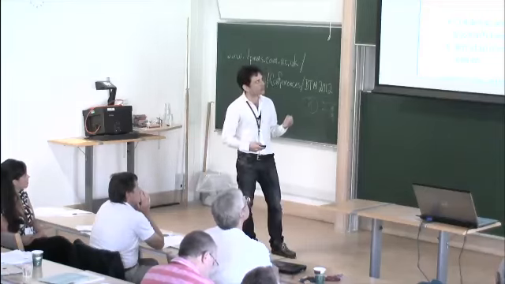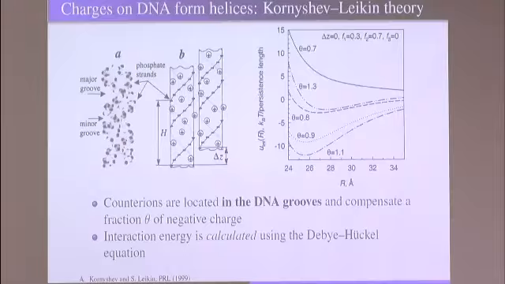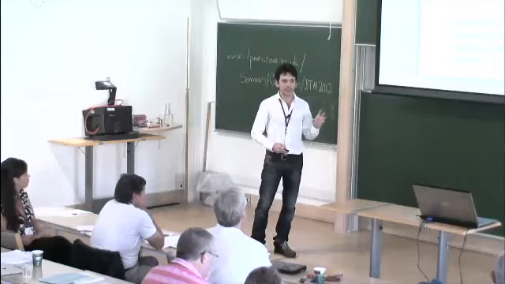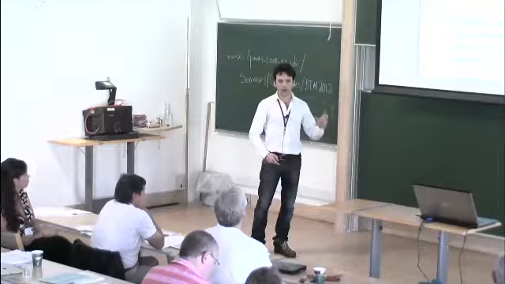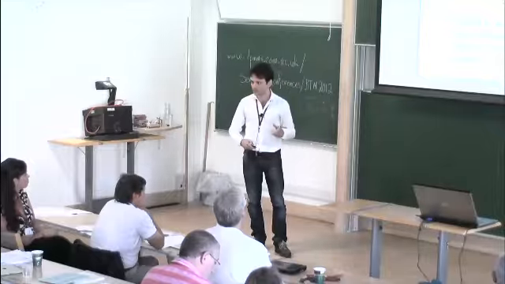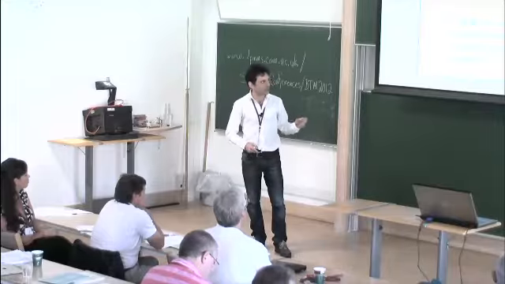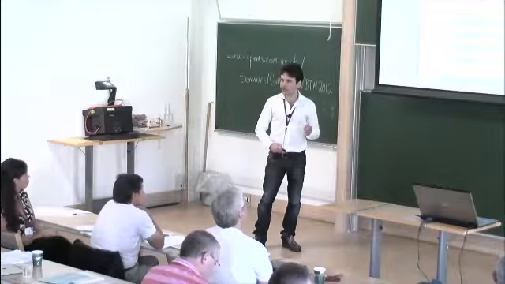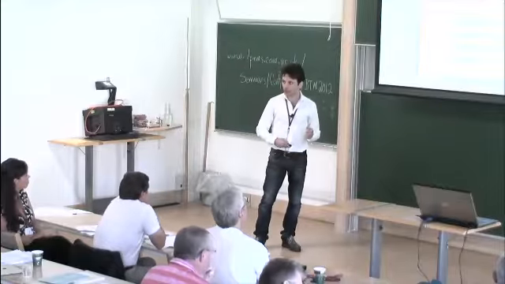There is a certain amount of positive charge which is located at the minor and the major grooves of the DNA. And there's a fundamental parameter in the theory which is called theta, which is the total amount of negative charge that is compensated by bound counterions at the DNA surface. Now, under these assumptions, modeling the DNA as a low dielectric core with these helical patterns of charge fixed at its surface, you calculate the electrostatic interaction energy using the Poisson-Boltzmann-Debye-Huckel equation.